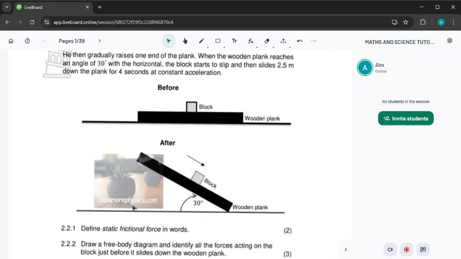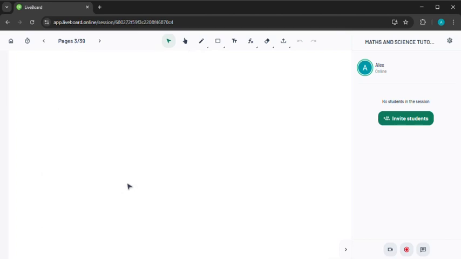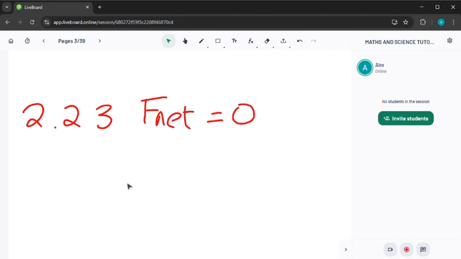So let's see the next question. It says, 2.2.3, calculate the coefficient of static frictional force between the plank and the block before the plank is tilted. Remember, before the plank is tilted, acceleration is equal to 0 because the block is not even moving. So before, acceleration is equal to 0, but after, acceleration is constant. So F net is equal to 0.